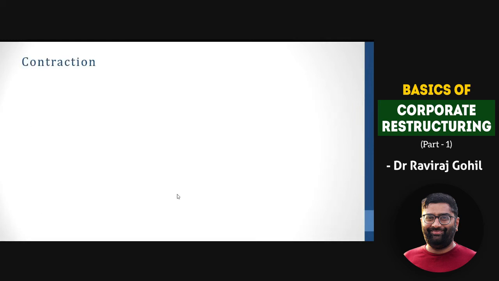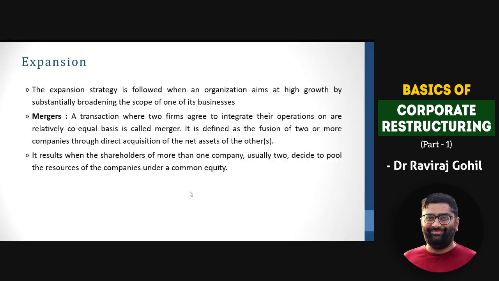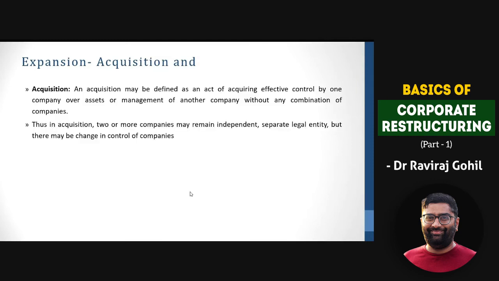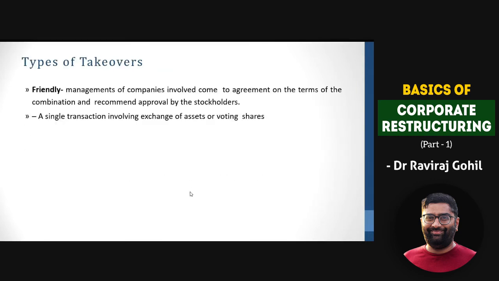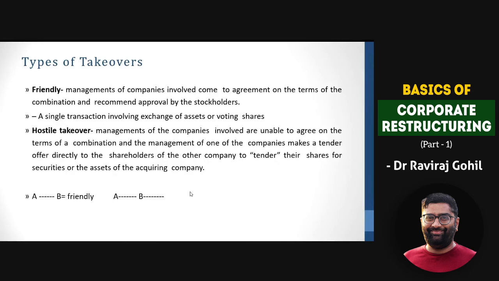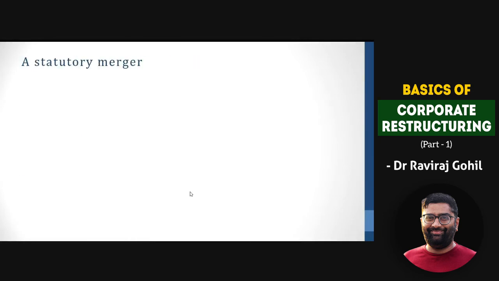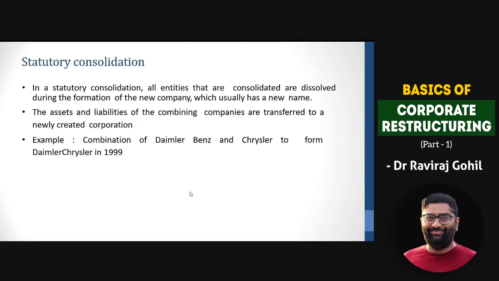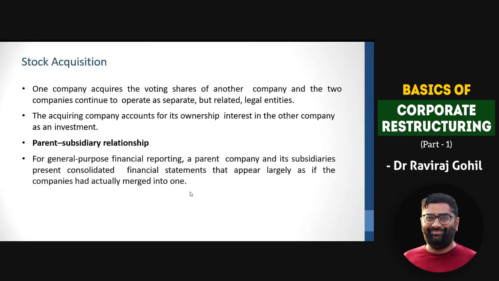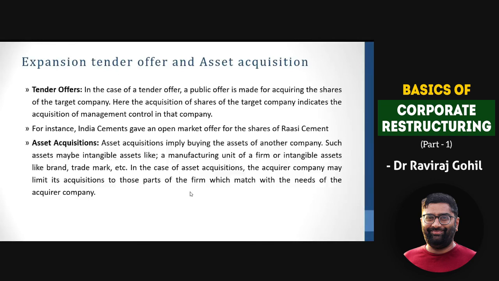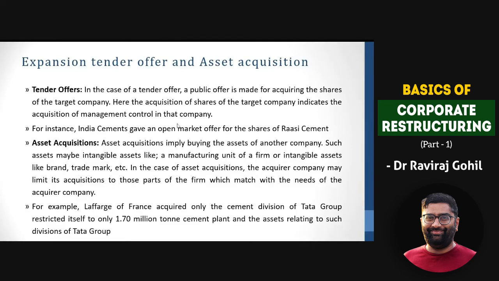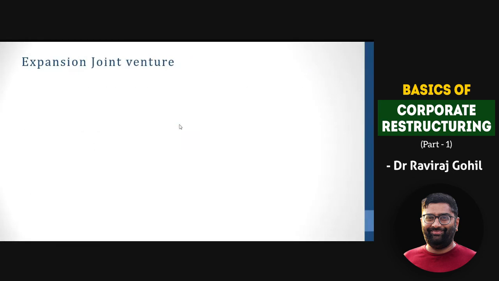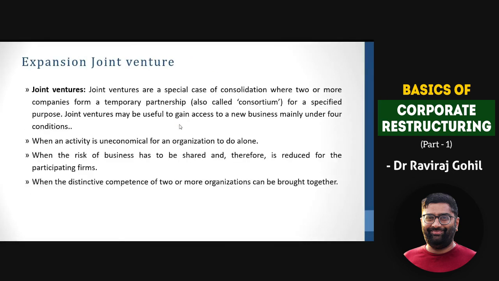So let's just review it. What could be the forms of expansion? Forms of expansion could be mergers, right? We discussed mergers, then acquisition and takeover, right? A takeover could be friendly or hostile. Then statutory merger or consolidation, that's a structure. Stock acquisition, tender offer, and asset acquisition. So that actually ends the story of expansion. And joint venture also, yeah, that's also part of expansion.